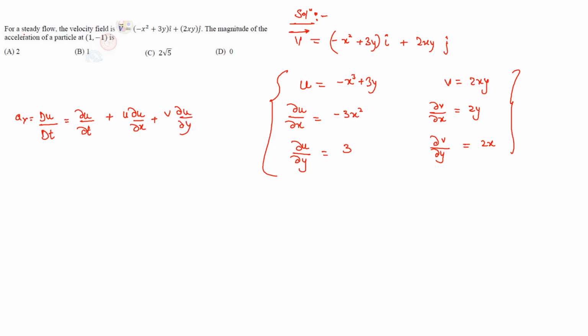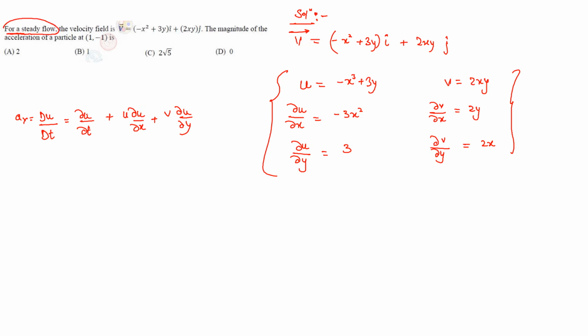Now in the question they have given that this flow is steady, and this basically means that the local acceleration is 0. There is no local change with respect to time. So this first term goes away, and you can simply write ax as u, which is minus x cube plus 3y, times partial u partial x, which is minus 3x square, plus v, which is 2xy, times partial u partial y, which is just 3.